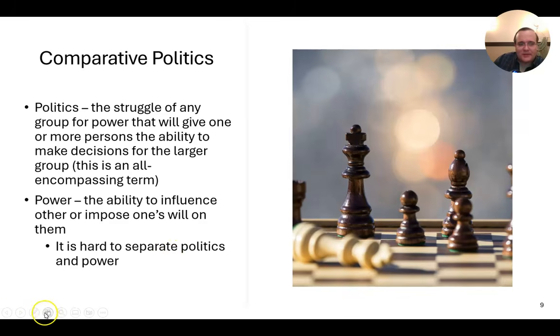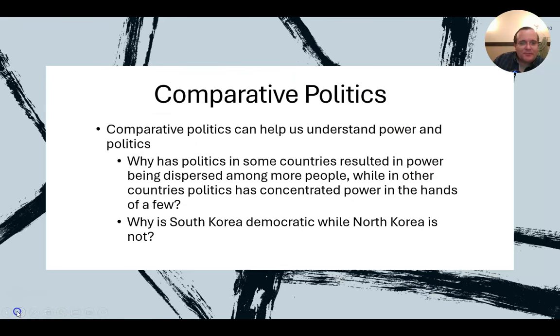but they are, at least in the literature, and when I say in the literature, I'm talking about the political science discipline, separate terms. The study of comparative politics can help us to understand power and politics. So why has politics in the United States resulted in power being dispersed among more people, while in other countries like Russia or North Korea, politics has concentrated power in the hands of a few?